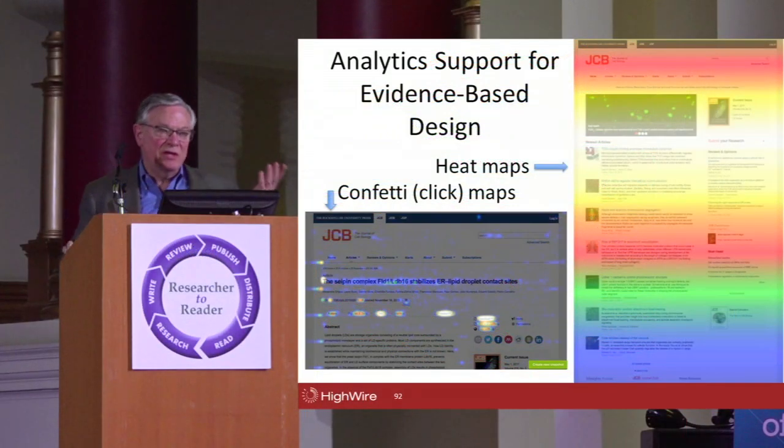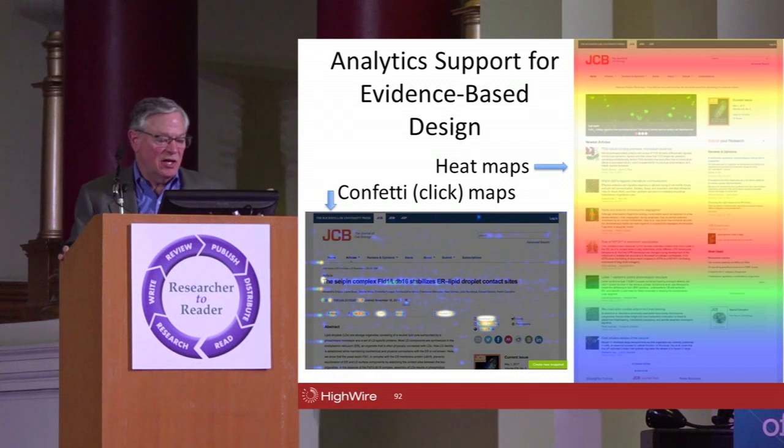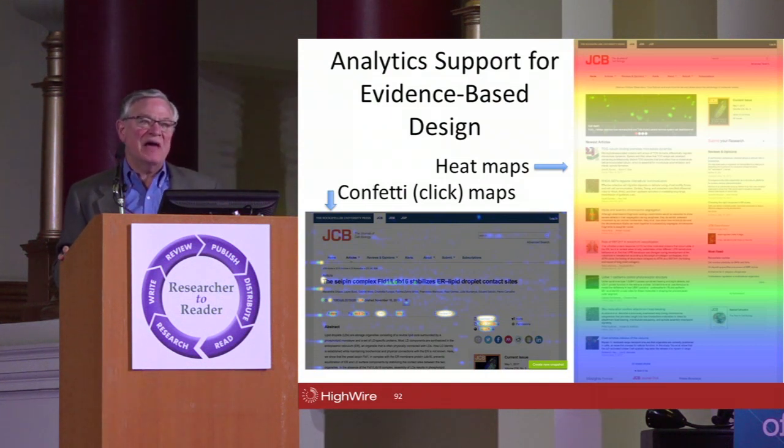There also is data science, data analytics that can be used to design our journal sites. The example on the bottom left is called a confetti or a click map, and it's essentially a heat map showing where people are clicking on a page. Now, if you have a lot of stuff on your page that's not getting clicked on, it's just visual clutter. And this helped us to simplify sites as the publishers called for redesigns.